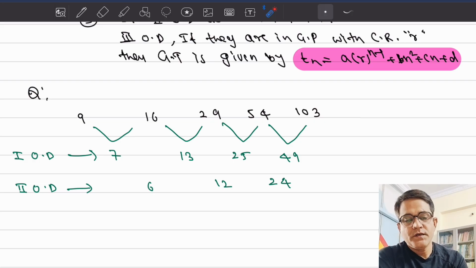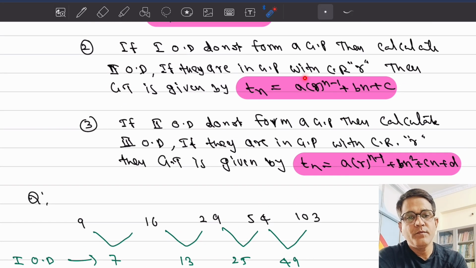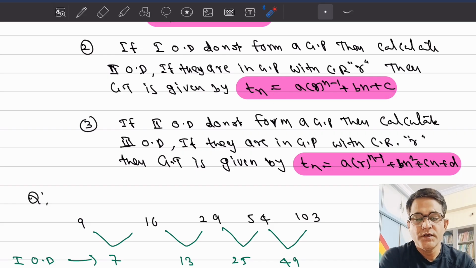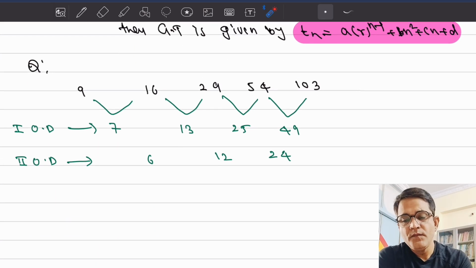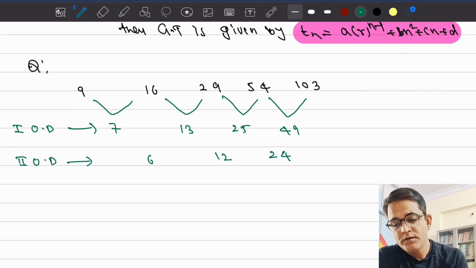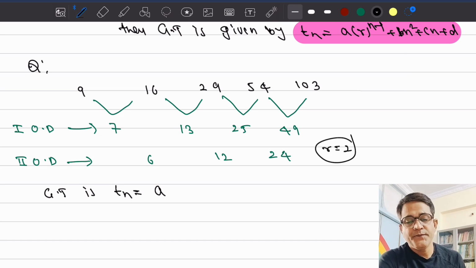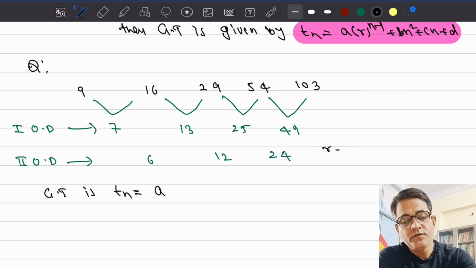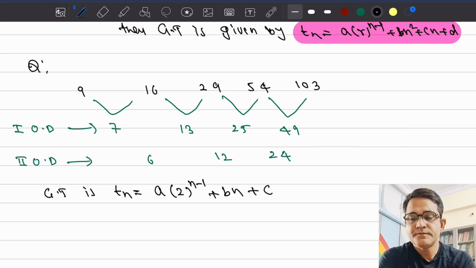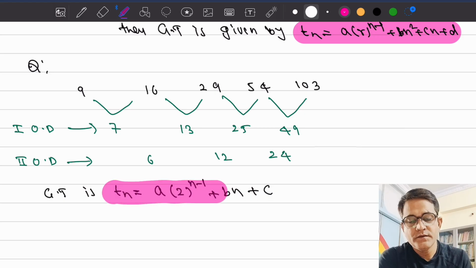So here the general term is what? Tn is equal to A into R power n minus 1 plus Bn plus C, because second order differences are forming a GP with common ratio R. What is R here? Common ratio is 2, 12 by 6 or 24 by 12, etc. Therefore, Tn is equal to A into 2 power n minus 1 plus Bn plus C. So this is the general term of the given series.